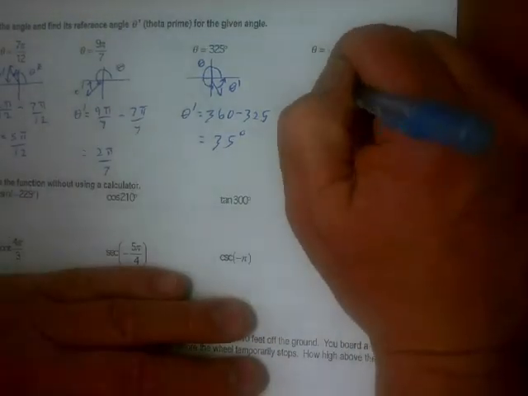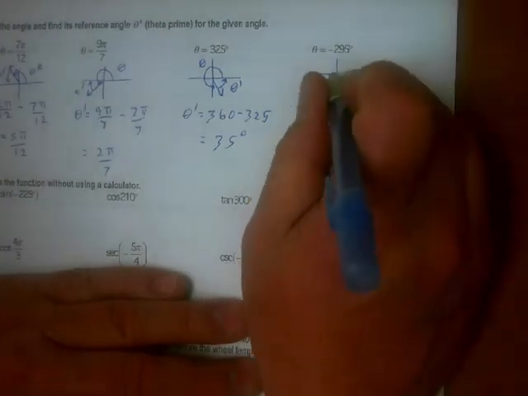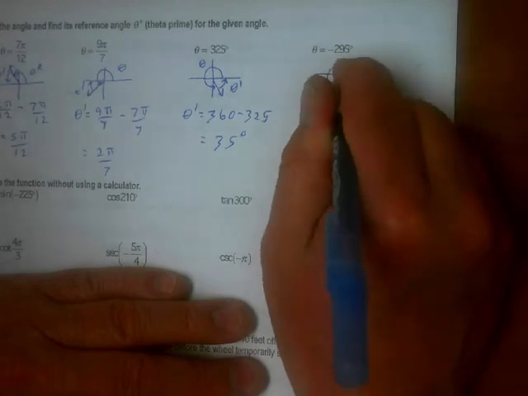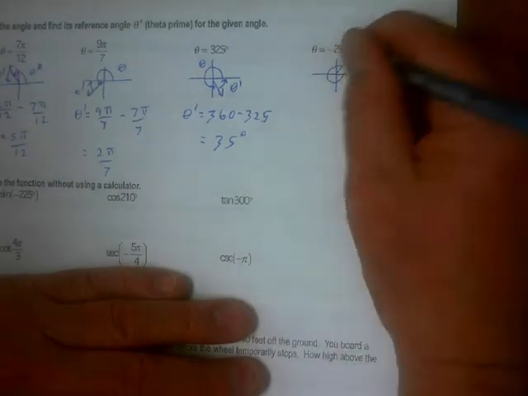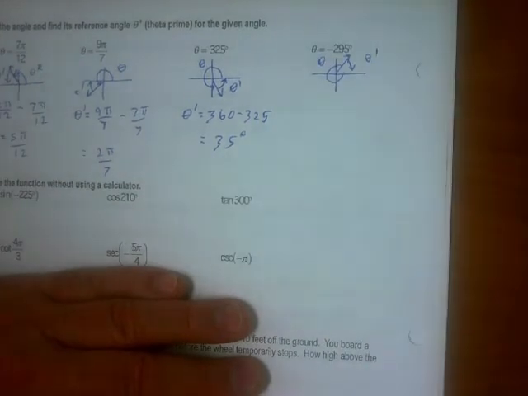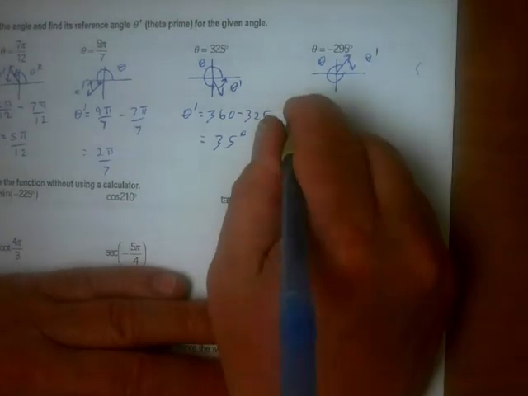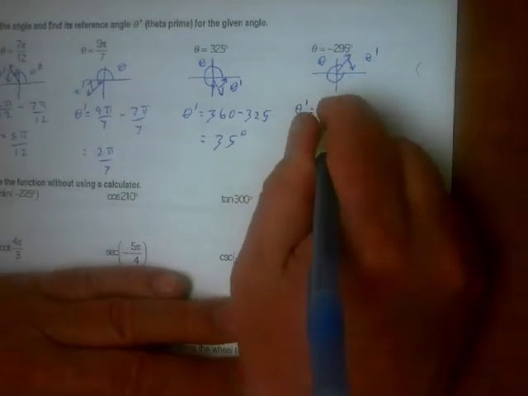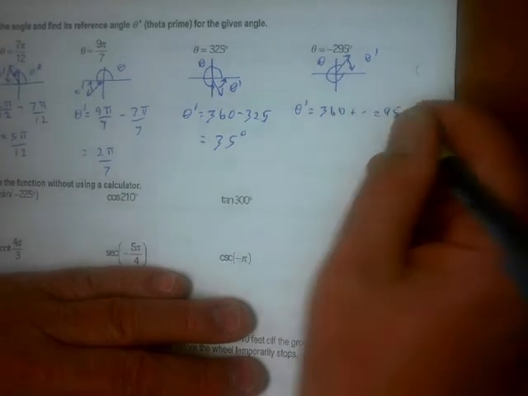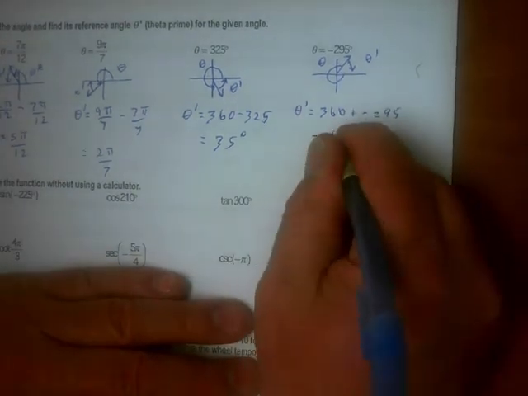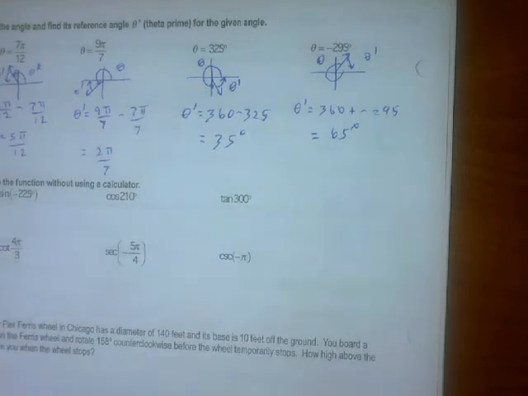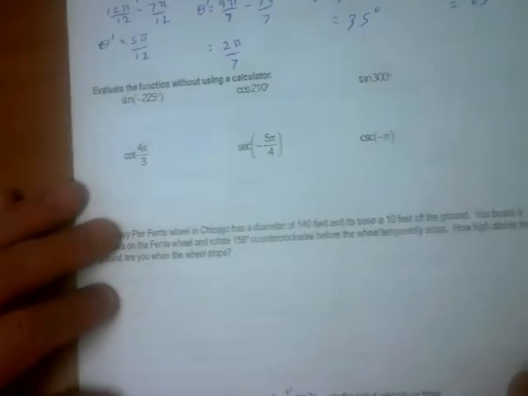Now we have a negative angle. No big deal. We're still going to start in the same spot. Instead of going counterclockwise, we are going to go clockwise. Right at some place in there is my angle of theta. That's theta prime. Now to find theta prime, 360 plus a negative 295 equals 65 degrees. So that angle right there is 65 degrees.